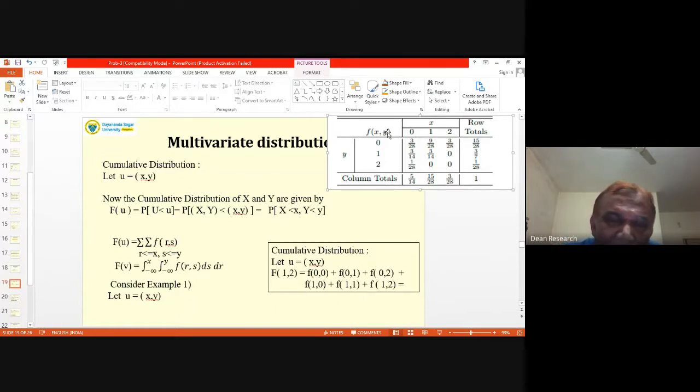Basically, you'll have to add all probabilities f of r comma s, where r is 1 and s is 2. Meaning what? You have to consider all pairs (0, 0), (0, 1), and then (0, 2). You will find here the values of r and s are less than or equal to 1 and 2. Similarly, you also will have to consider the second row.